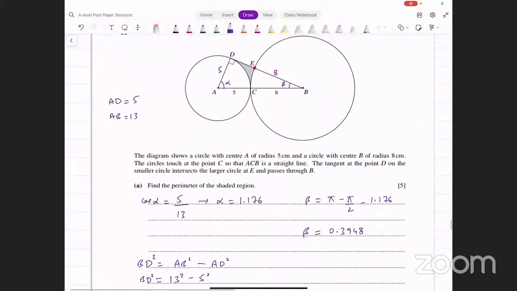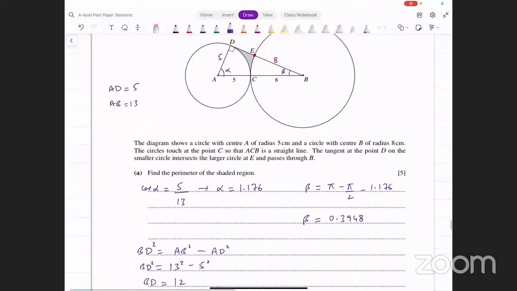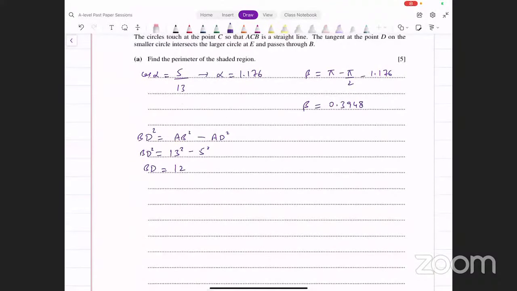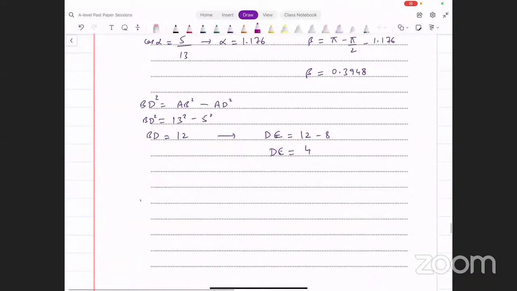If BD is 12, we know the length of DE then. DE क्या हो जाएगा? DE is going to be 12 minus the radius of the bigger circle, that's 4. Minus 12 minus 8, that's going to give me 4. ये length आ गई DE की. ठीक है? Now I can find the perimeter. Just add all of those sides.